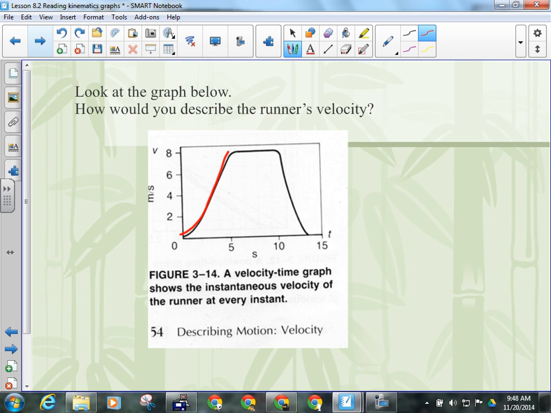Stephen, what's happening in that part? It's accelerating. Okay. What's going on here, Shaylin? Going at a constant speed. Okay. And in this part, Emma? Slowing down. Okay. In fact, slowing down and coming to a stop. How do I know it comes to a stop?